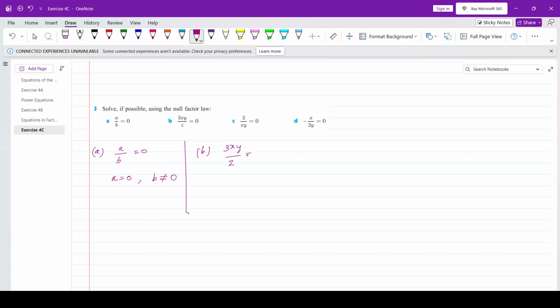xy divided by z is equal to 0. Here, x is 0 or y is 0, but z is not equal to 0 in any case. The denominator part we can never put 0. 2 divided by xy is equal to 0. Now, from here we can see 2 has to be equal to 0, and this situation can never be true. That's why we can say no possible solution.